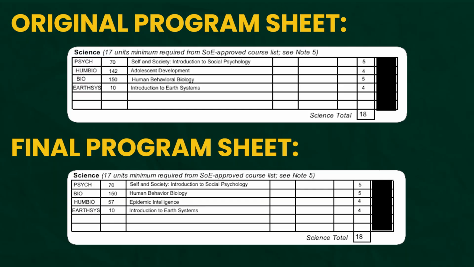I pretty much all stayed the same, except I changed one thing. I ended up taking Hum Bio 57, which is a class on epidemics instead of taking the adolescent development class that I was originally going to take. The only reason I did this is I think the adolescent development class was not offered by the time that I wanted to take it, because I designed this major when I was going to be a sophomore. Yeah, when I was a sophomore in college.